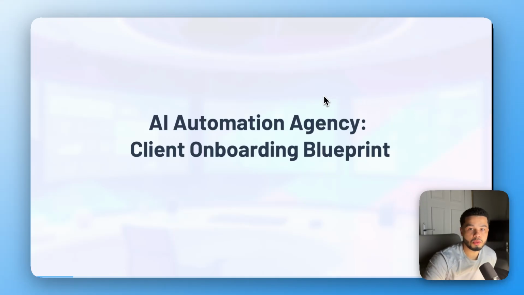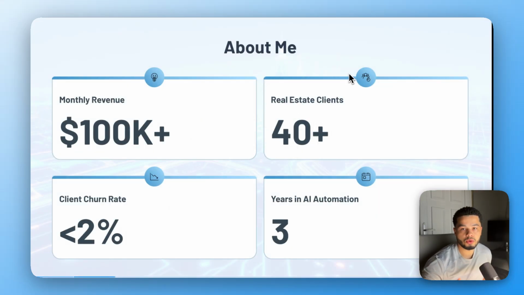Now, a lot of you are going to be wondering, who am I and why should you listen to me? I'm Folu, I run WorkReady AI, and we typically implement AI automation solutions in the real estate sector. We operate at about 100k monthly revenue, and we work with over 40 real estate clients. We have a less than 2% churn rate, meaning we don't really lose too many customers. And for the customers that we have lost, it's typically due to stuff outside of our control. And I've been in this space for about 3 years now, so I've seen the ups and downs, I've seen what works, and I've seen what doesn't work.